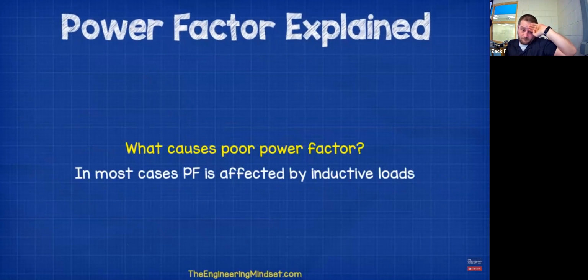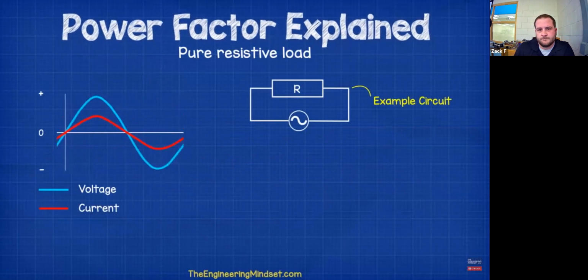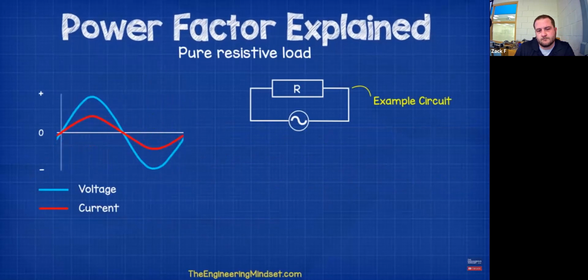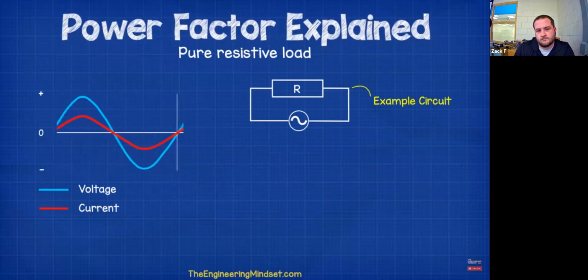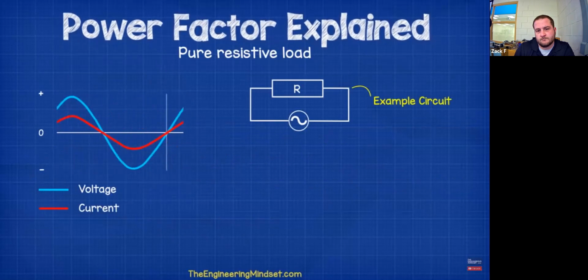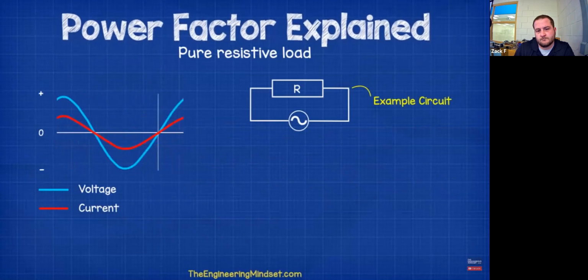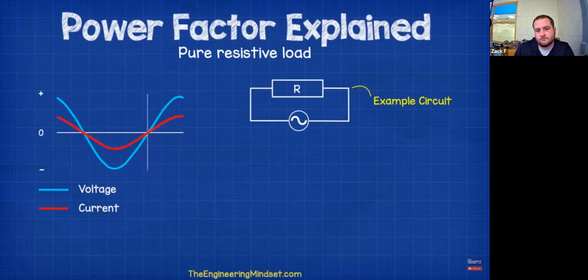In most cases, the power factor is affected by inductive loads. If we have a purely resistive load, such as an electrical resistive heater, then the voltage and the current waveforms would be in sync or very close. They would both pass through their maximum and minimum point and then pass through the zero axis at the same time.